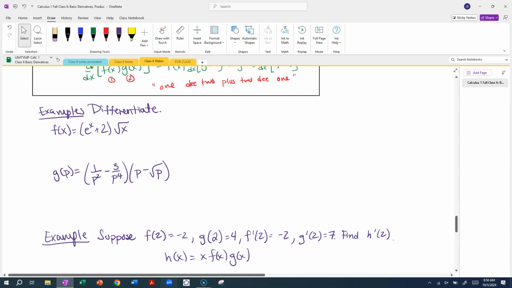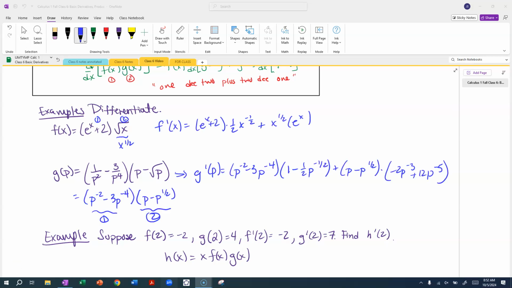I'd like you to try the first two on your own. So pause the video, try them, resume the video when you're ready to see the answers. And there you go. Okay, so what I did in the first one for f, I just wrote that square root as x to the 1/2, and then I did my 1. So this is 1, and then d2 plus 2, and then d1.